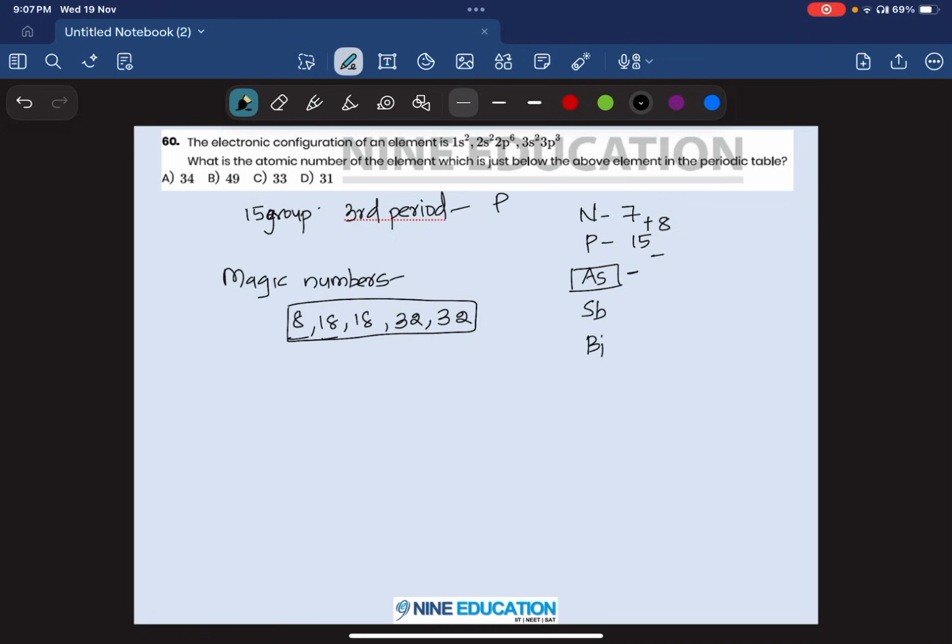So 15 plus 18 would be the atomic number of the third element present in that group, which is 33. So arsenic atomic number is 33. So that is what we need to know.